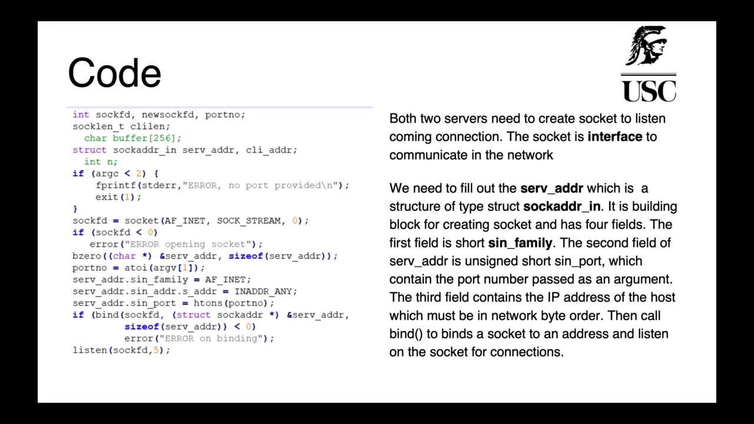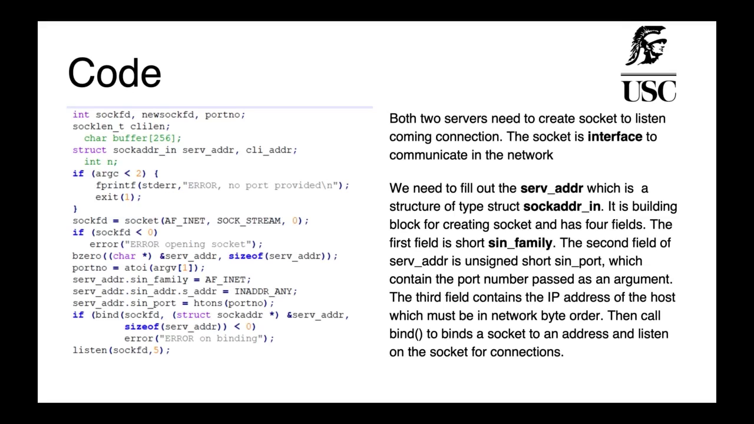We need to fill out the server address, which is a structure of type struct sockaddr_in. It is the building block for creating a socket and has four fields. The first field is a short, sin_family. The second field is the unsigned short sin_port, which contains the port number passed as an argument. The third field contains the IP address of the host, which must be in network byte order.